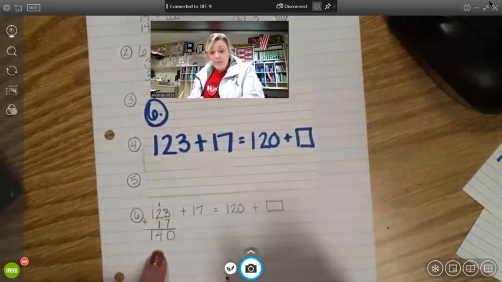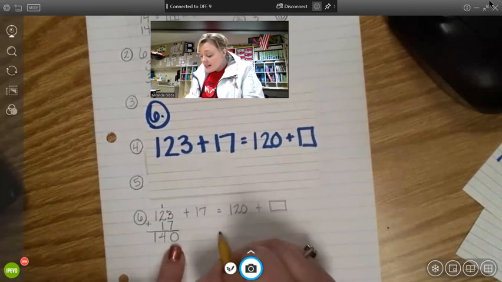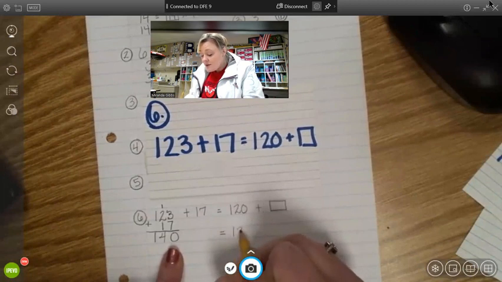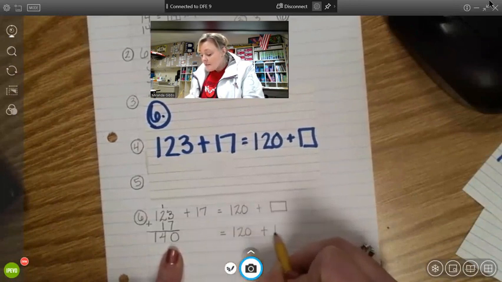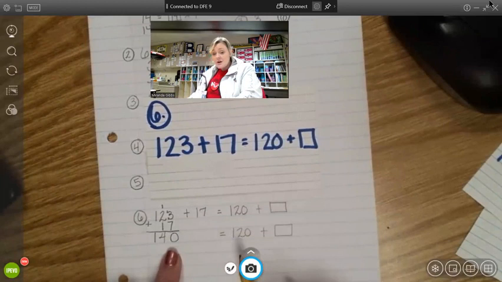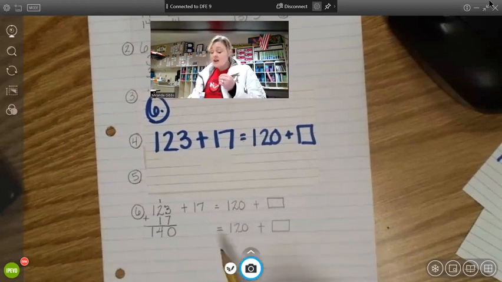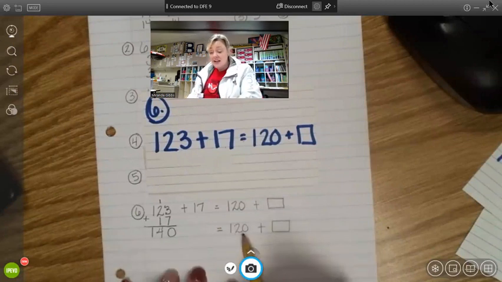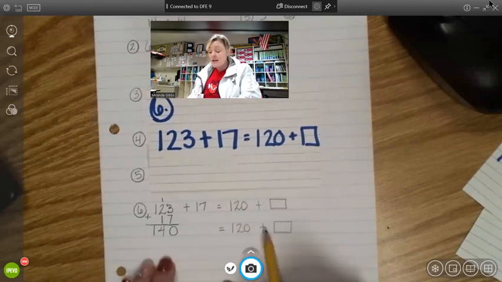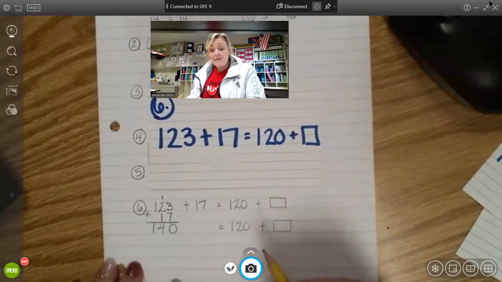Now I'm going to rewrite my problem. 140 is equal to 120 plus something. How do I know what the answer is here? A couple of ways. First, if I know that 120 plus 20 is 140, I can just look at that and see that 20 plus 20 is 40, or I can make the fact family.